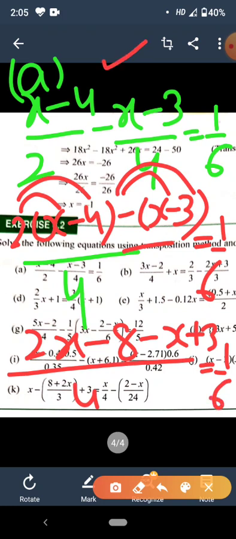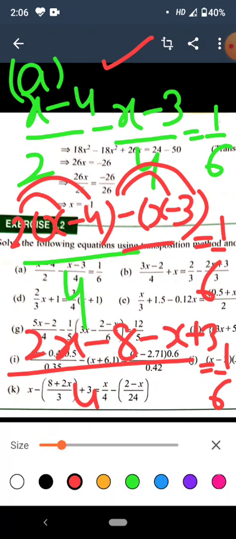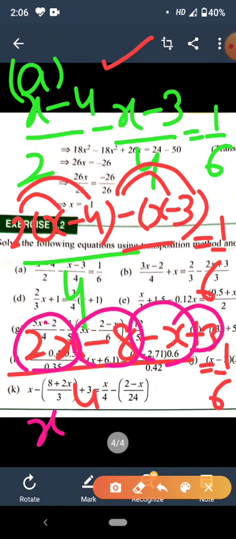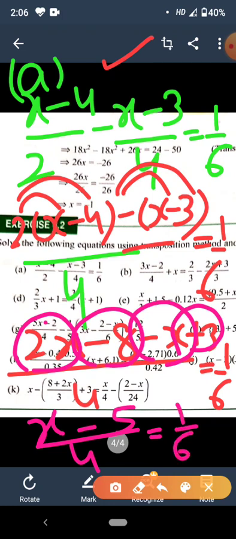I have written the question, then I have taken the LCM, then I am simplifying it. Now you can put the variables together. 2x minus x, that is x, minus 8 plus 3, that is minus 5. Now it is 1 upon 6. Now do the cross multiplication.